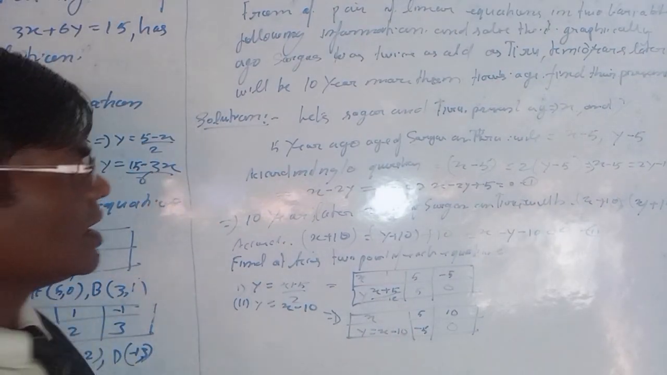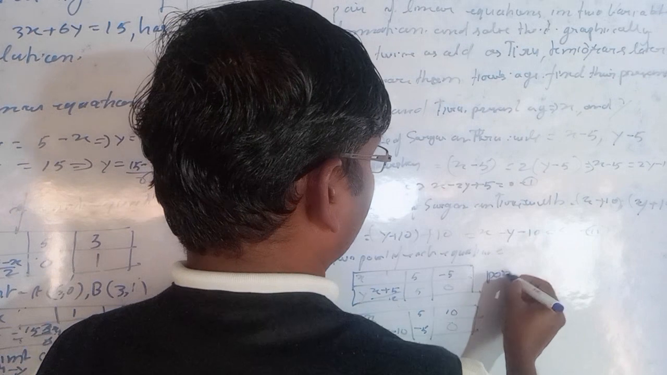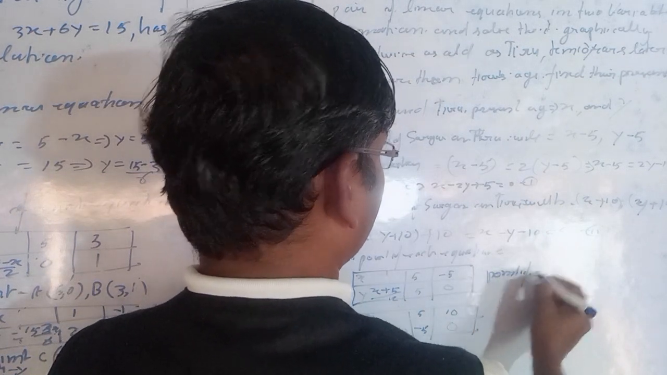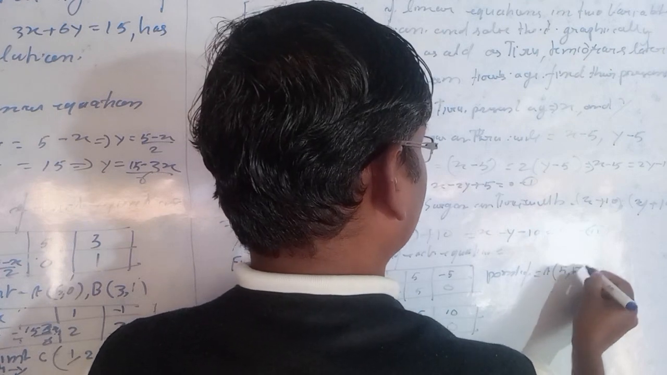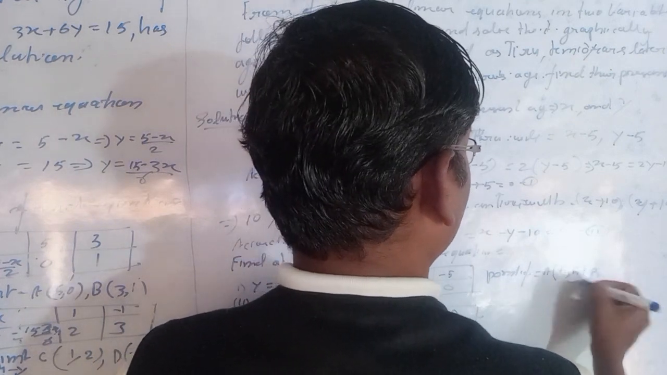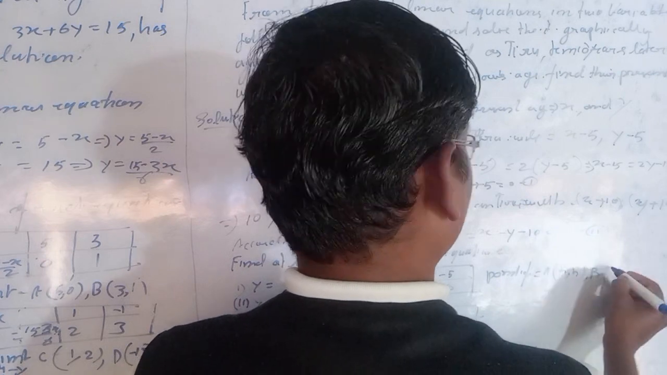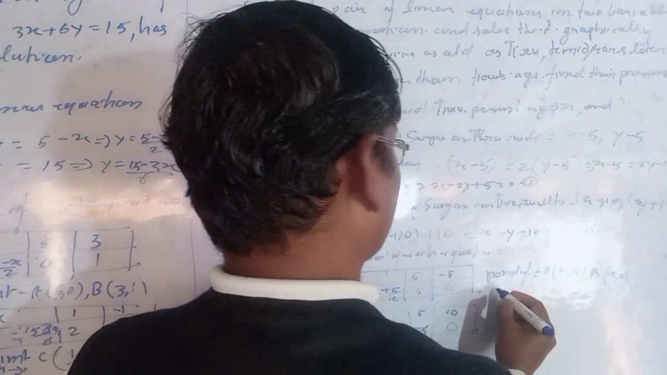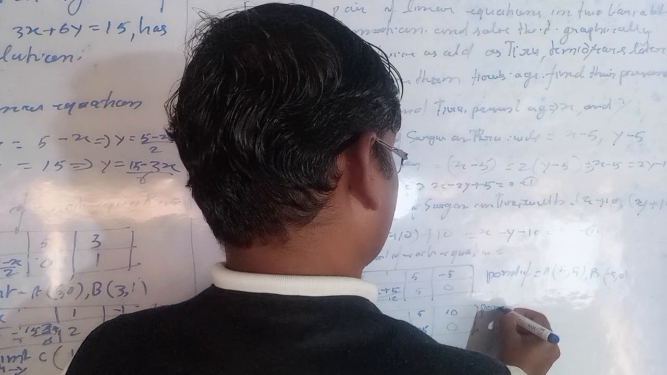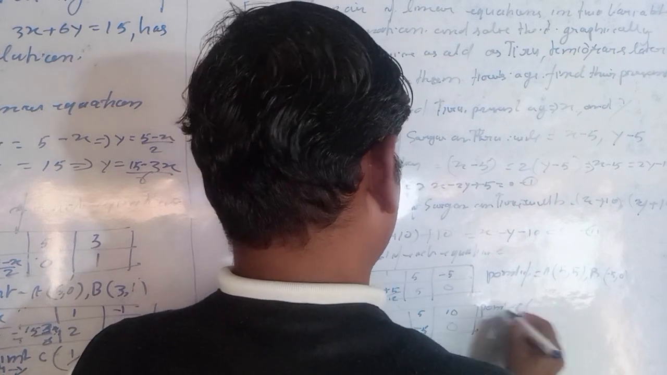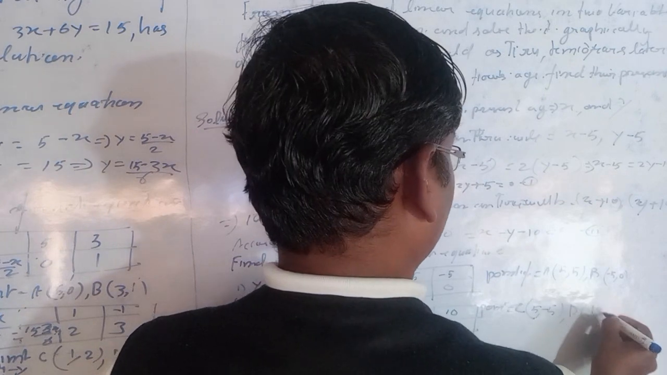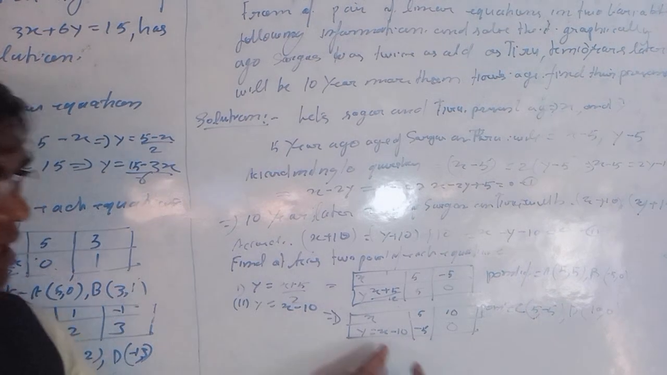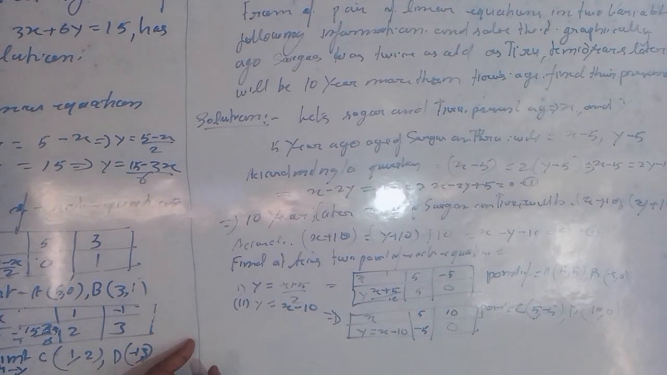Two equations, and their points we will write here. The points of both equations: A will be 5 and 5, B will be minus 5 and 0. Second, C will be 5 and minus 5, and D will be 10 and 0. Got it? So we have found here the points of the equations.